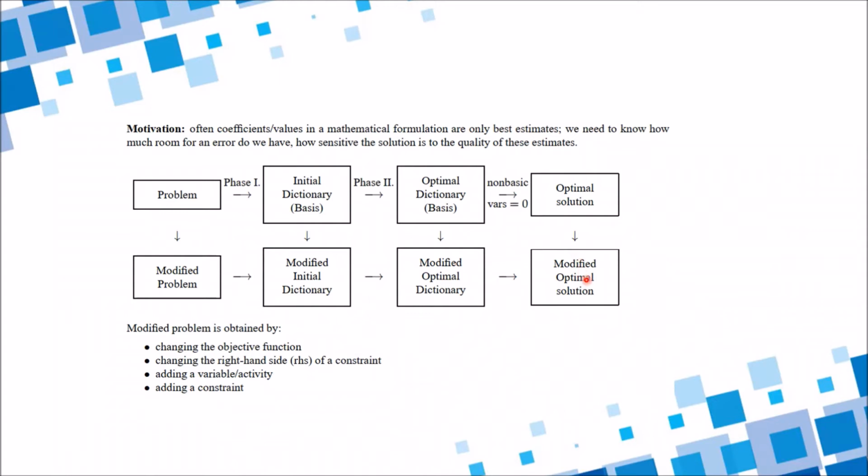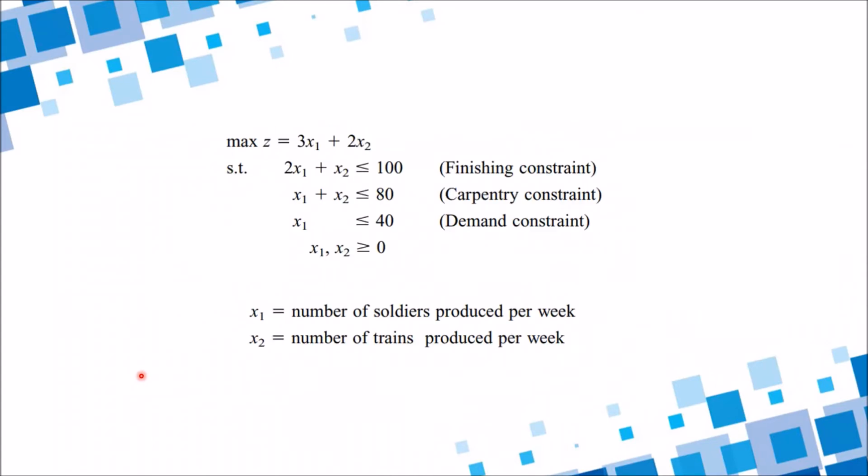Then if you don't like your optimal solution for some reason, you could seek a modified optimal solution, or you can go back to the problem. Then you have a modified problem, a modified initial dictionary, a modified optimal matrix, and then a modified optimal solution. The modified problem is usually obtained by changing the objective function, changing the right hand side of a constraint, adding a variable or activity, or adding a constraint.